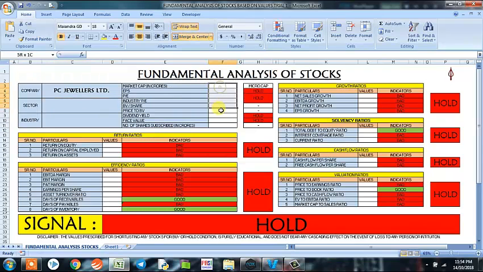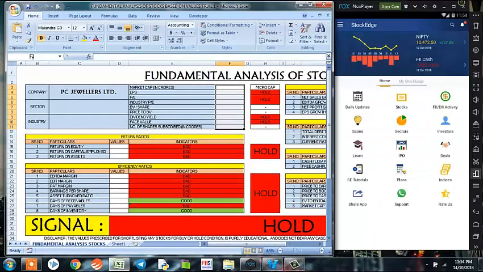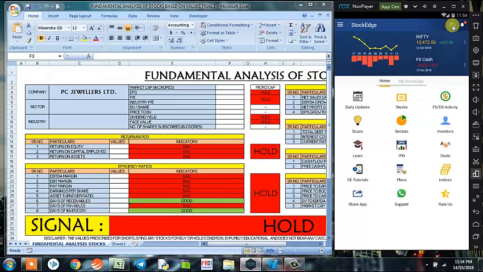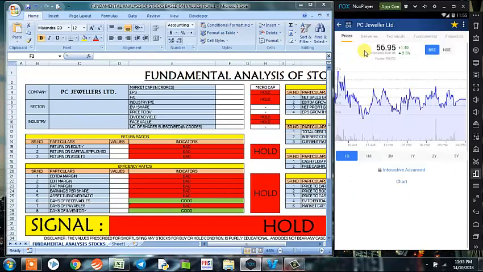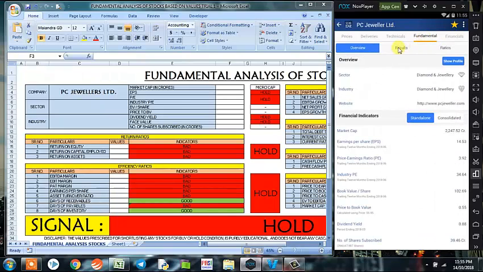The financial data values that will be fed to this program are taken from an app known as the Stock Edge app. Now in the Stock Edge app we go to the search bar and click PC Jewellers Limited. Now we could see here that PC Jewellers Limited is trading at 56.95 on 12th of October 2018. Now we go to the fundamental tab and understand about the company.